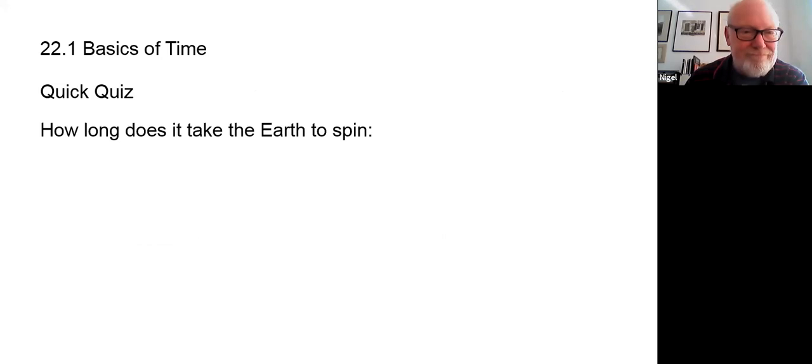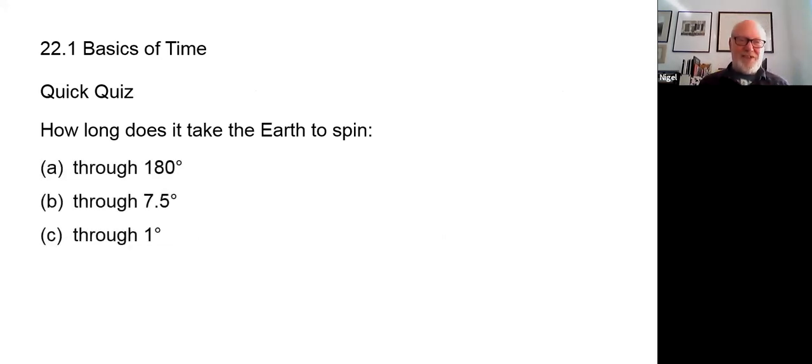A question, or rather 3 questions. Let's see if you can work this out, just to get the idea between angles and time intervals. So how long does it take the Earth to spin through 180 degrees? So that's half a revolution. Through 7.5 degrees, which is actually half of 15 degrees. You get these kind of magic numbers with this topic. And then through 1 degree. So how many minutes or how many hours does it take the Earth to spin half a complete rotation, so 180 degrees, 7.5 degrees, and 1 degree?